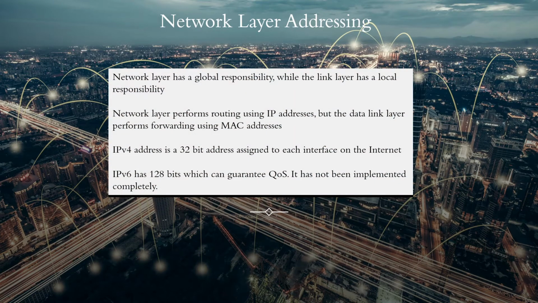One of the functions of the network layer in the TCP/IP protocol model is to take a data packet from a source all the way to the destination. A packet may pass through several routers on its way to the destination. So the network layer has a global responsibility as opposed to the data link layer, which has local responsibility.